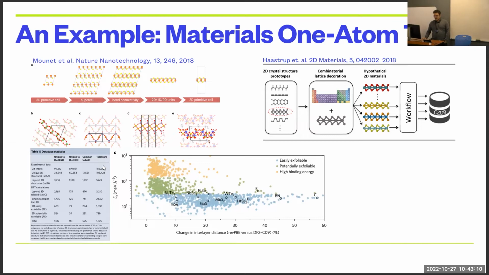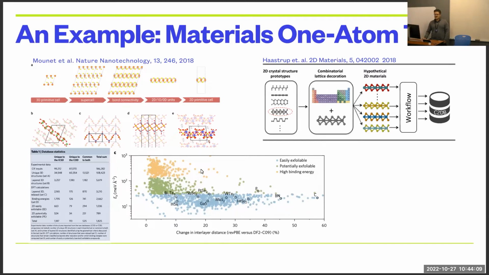And by doing that, they figured out that out of these 200,000 structures, only about 5,600 are layered structures. And then they could do simulations to figure out the strength of the interlayer bonding. And they basically divided these 5,000 structures into high binding energy, potentially exfoliable, and then easily exfoliable structures. And the black dots correspond to the 2D materials that had already been isolated experimentally. But the cool thing is that with this kind of study, which was really starting from a very simple idea, they could actually figure out that about 1,800 structures would be potentially exfoliable. And so far, only a few tens have been realized experimentally. So this really gives a different perspective on how computational science can provide insights that can be used by experiments.